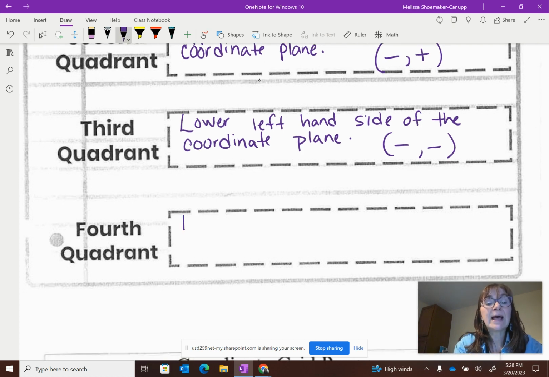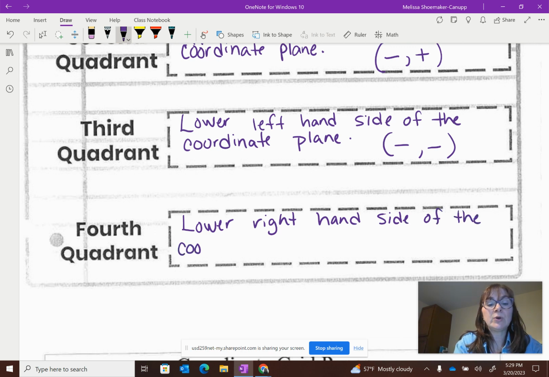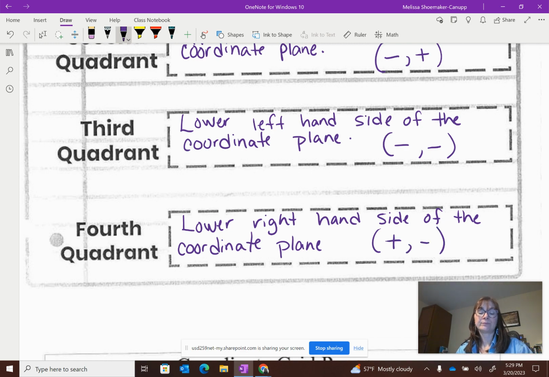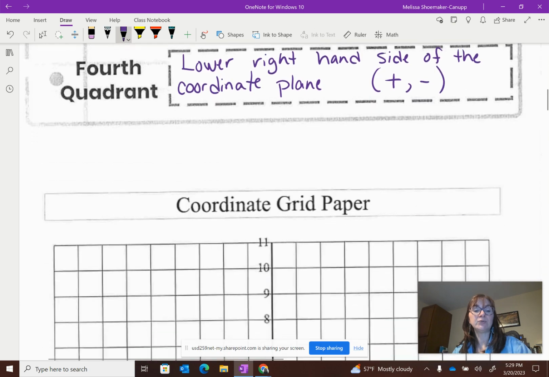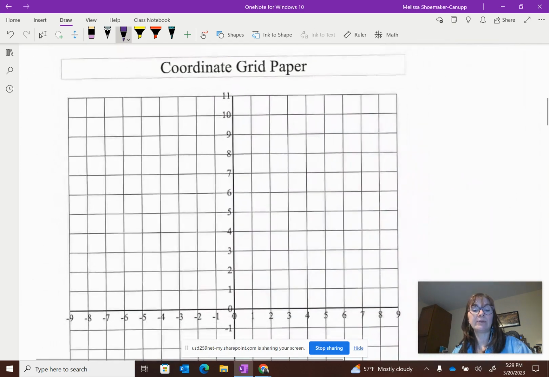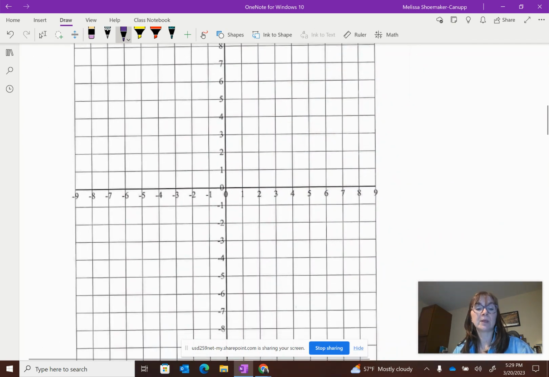And the last one is going to be the lower right-hand side of the coordinate plane. We know how to spell coordinate plane by now. We've written it 4 times. So those numbers, the first one would be positive and the next one would be negative. Okay, so pause if you need to, get all that written down, and then I'm going to have you put it in your glossary as well.